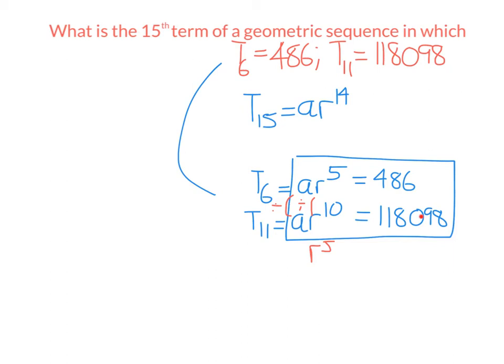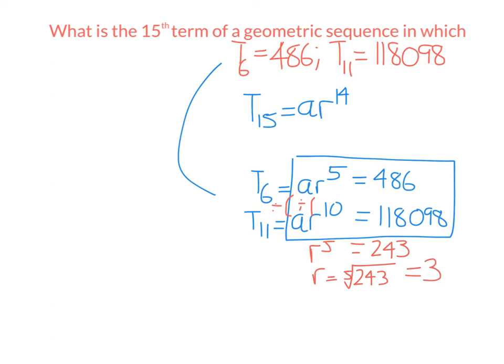Now 118,098 divided by 486 gives us 243. So r to the power of 5 is 243. So r is going to be the 5th root of 243, which you can just put straight on your calculator. In this case, it's 3.